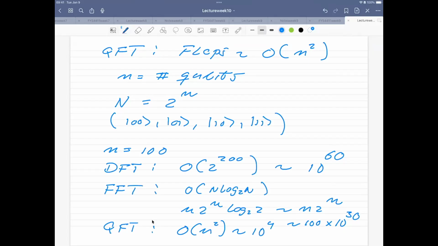So if you now think of the quantum Fourier transform as a kitchen ingredient in quantum algorithms, you see that there is a dramatic speed up. So during the lecture today, we're actually going to look at how this count of floating point operations, why we get n squared actually.